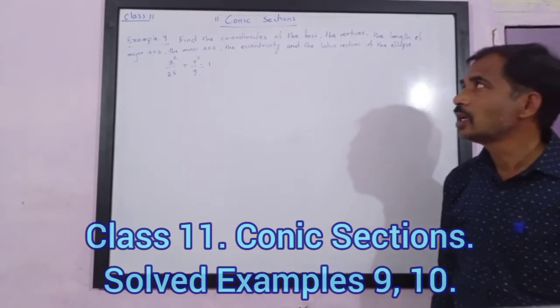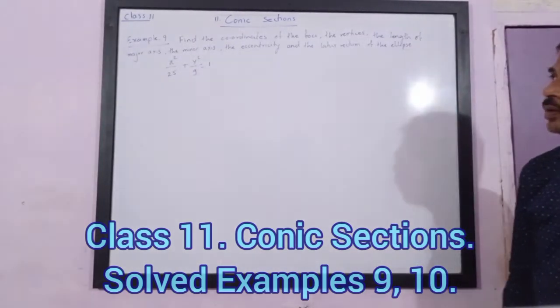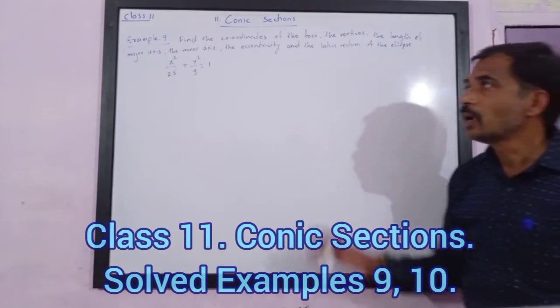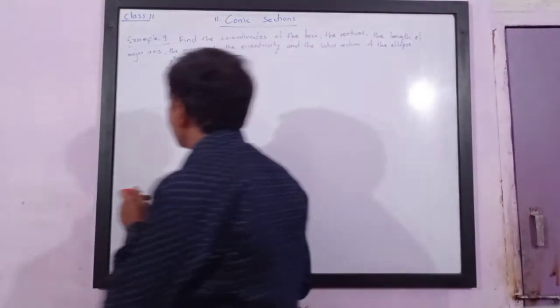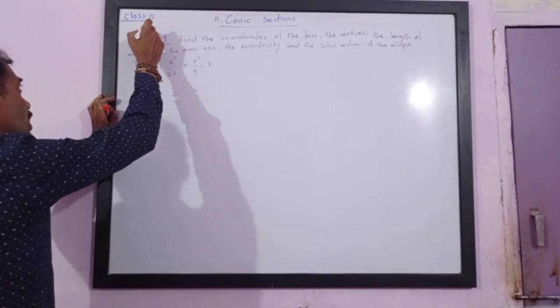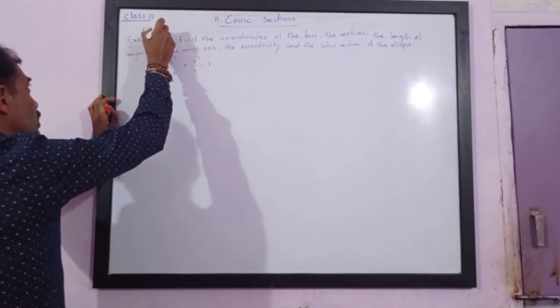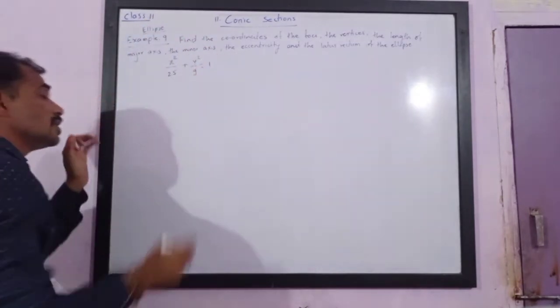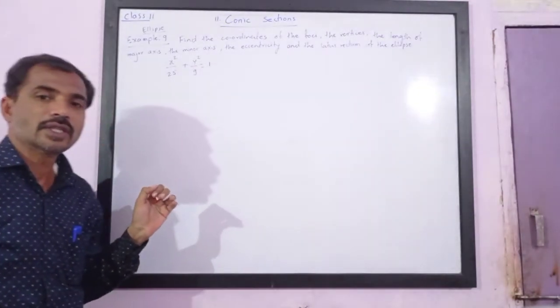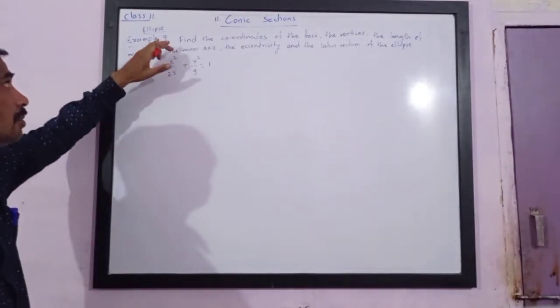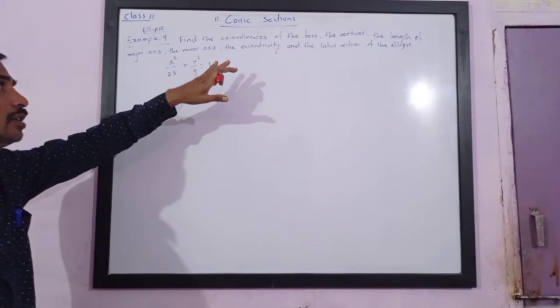Dear friends, we are trying to understand ellipse with the help of certain examples. So these are the problems on ellipse. In class 11, we are studying the 11th lesson, conic sections, and we have the next example. Find the coordinates of the foci.